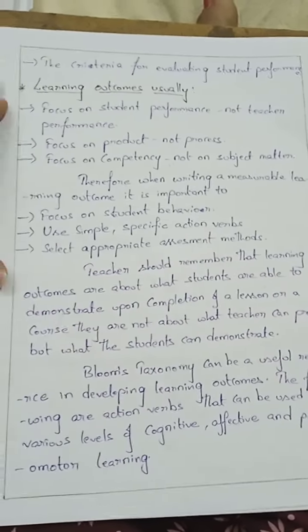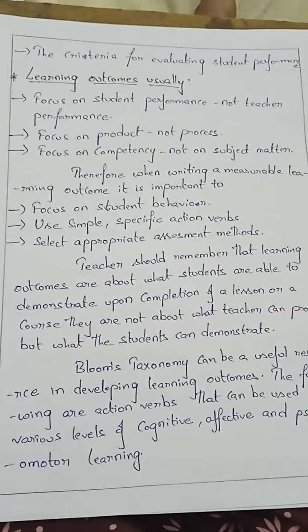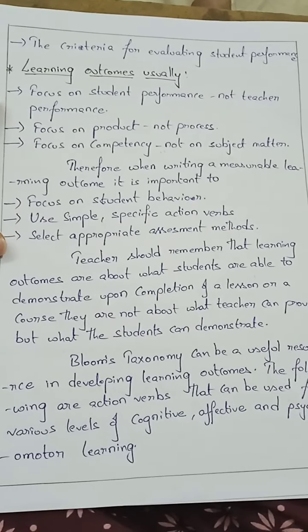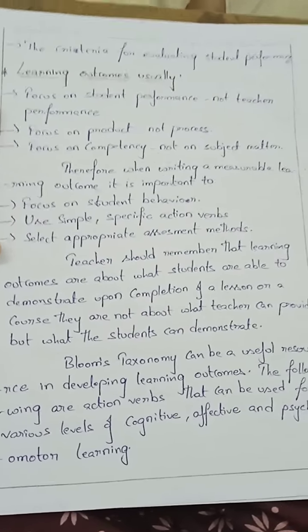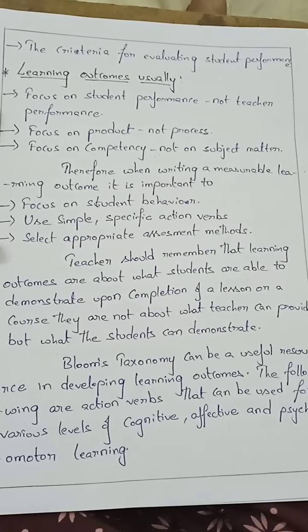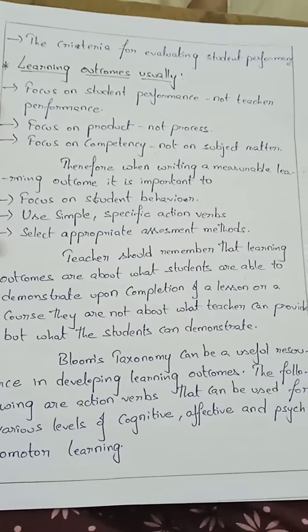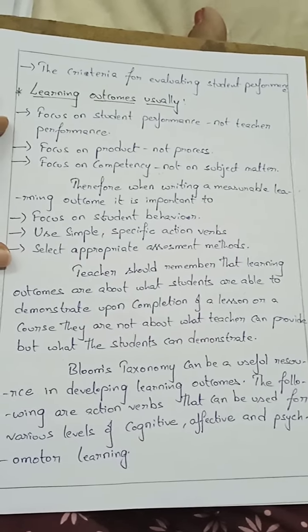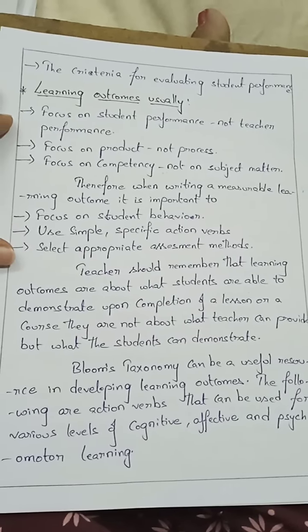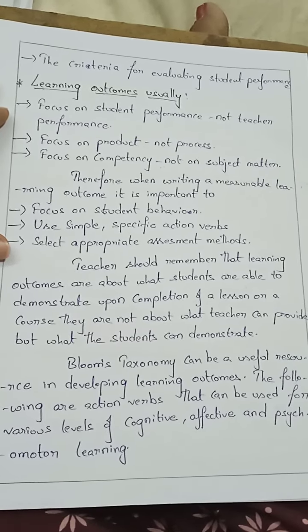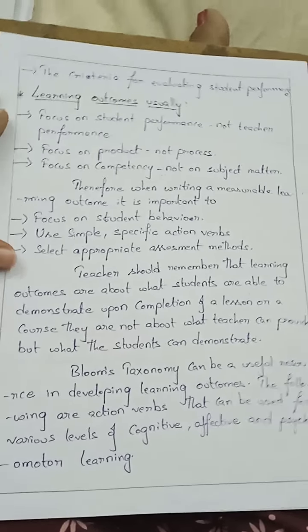Teachers should remember the learning outcomes are about what students are able to demonstrate upon completion of a lesson or a course. They are not about what the teacher can provide, but what the students can demonstrate. Bloom's taxonomy can be a useful resource in developing learning outcomes. The following are the action verbs that can be used for various levels of cognitive, affective, and psychomotor learning.